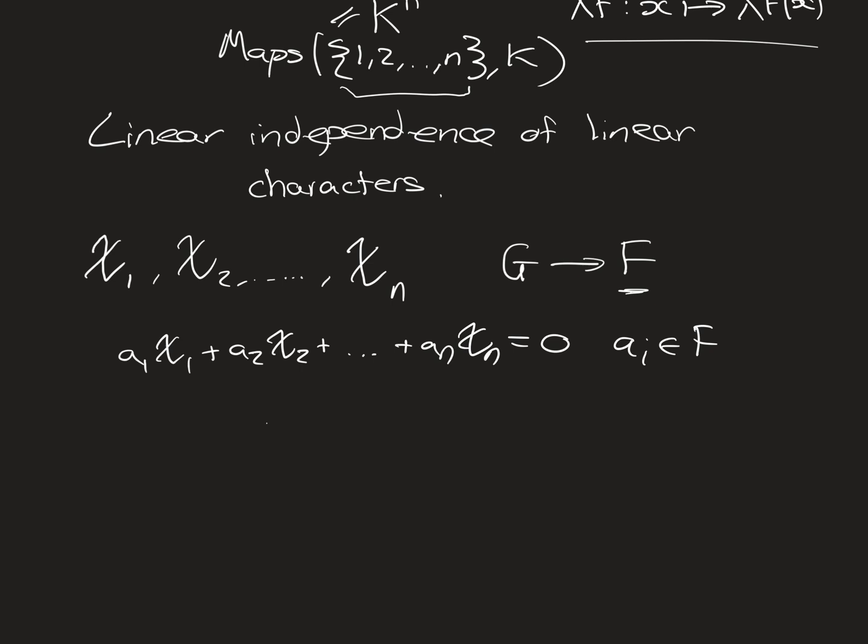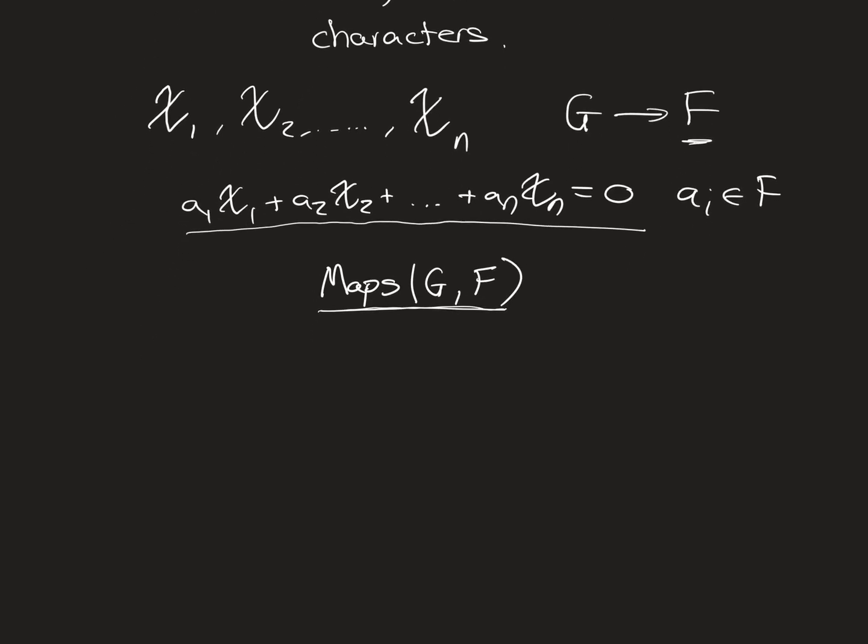These are all sitting inside this large vector space of all maps from G to F, which is an F vector space or an F linear space. I'll switch between using the words linear space and vector space. They're exactly the same thing. So all the characters sit inside here. They're very special maps, because most of the maps in here are not going to be group homomorphisms from G onto the multiplicative group of F. But they are still maps inside this vector space. And I'm claiming that they are linearly independent. So there is no non-trivial linear combination that gives the zero map.